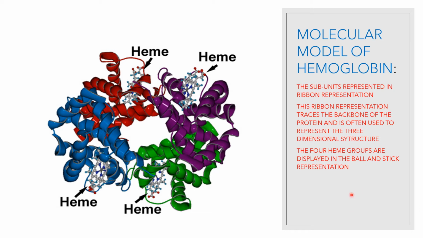So this is the molecular model of hemoglobin. The subunits are represented in ribbon representation. This ribbon representation traces the backbone of the protein and is often used to represent the three-dimensional structure. The four heme groups you can see are displayed here in the ball and stick representation.